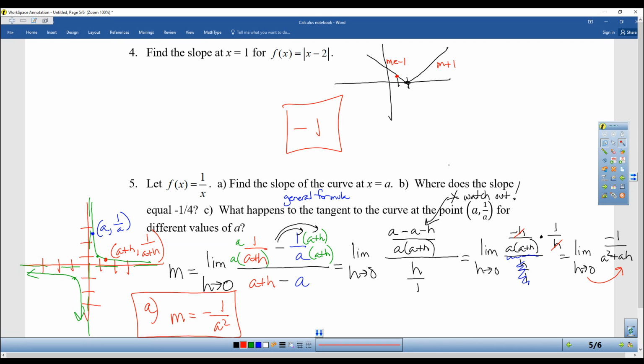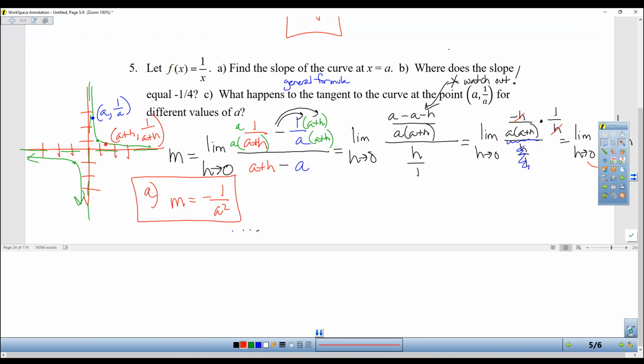Find the slope of the curve at x is equal to a. So if you know where you want the slope, that's how you can find it. So now they're going to say, where does the slope equal negative 1/4? So for part B on this equation, they're saying, when is the slope equal to negative 1/4? Now, I could actually solve this equation, but honestly, you can probably just do it in your head. At a is equal to 2. Because negative 1/4 would be negative 1/4. A would have to be 2.